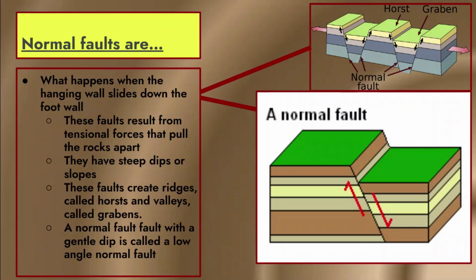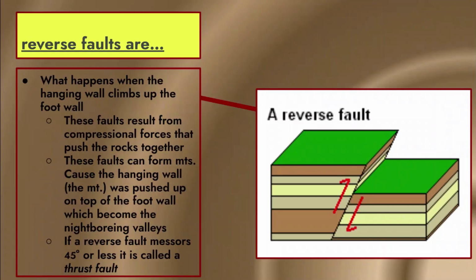Normal faults are what happens when the hanging wall slides down the footwall. These faults result from tensional forces that pull the rocks apart. They have steep dips or slopes. These faults create ridges called horsts and valleys called grabens. A normal fault with a gentle dip is called a low-angle normal fault.